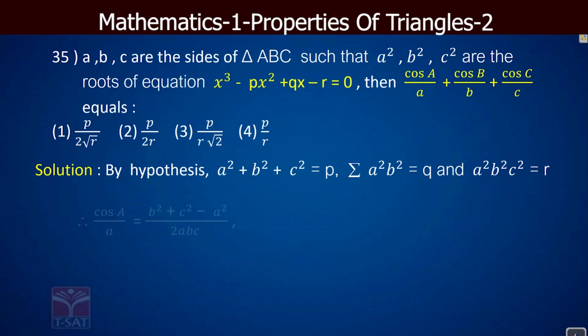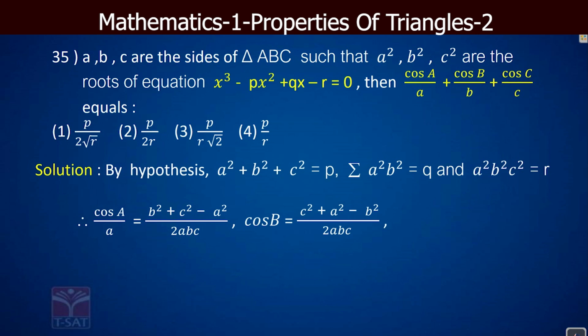Now, we know that cos A by a is (b² + c² − a²) by 2abc, cos B by b is (c² + a² − b²) by 2abc, and cos C by c is (a² + b² − c²) by 2abc. Of course, here cos B by b and cos C by c are not printed, but as per the hypothesis, what is asked is cos A by a plus cos B by b plus cos C by c.